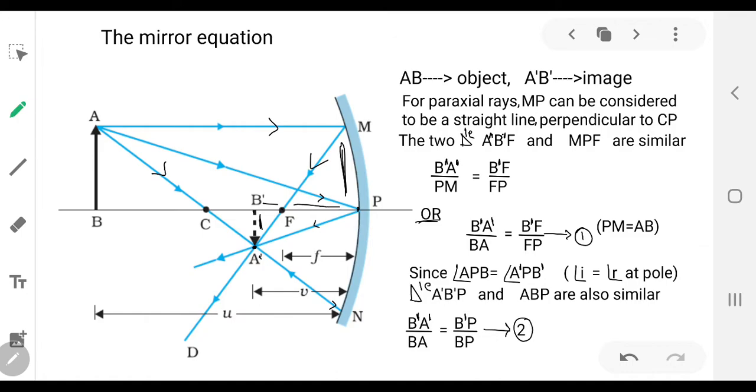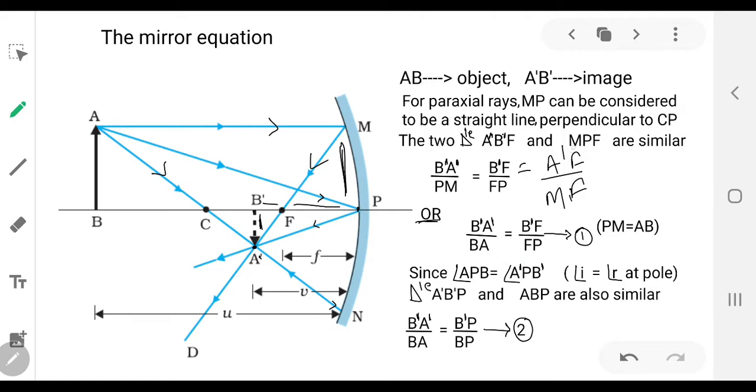You may ask, another side is also there, that is MF and A'F. That also we can take, A'F and MF. You may ask, this is also possible, why are we not taking this? Only these two sides we are taking.